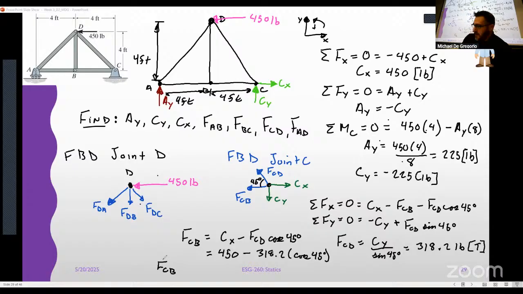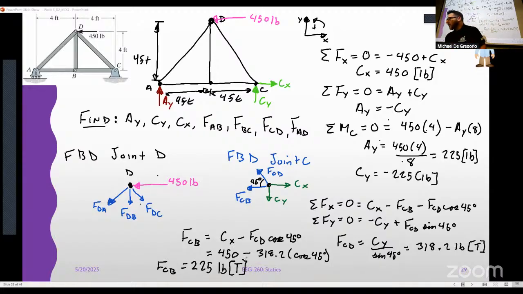You guys see that? I'll move it in a second. So FCB gives us 450. Guess what 318.2 times cosine of 45 is? It's 225. So this comes out to 225 pounds, also in tension.